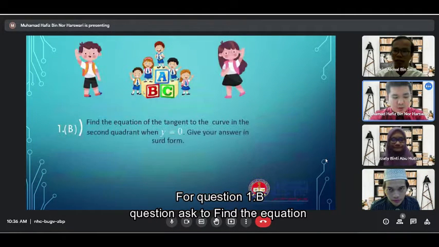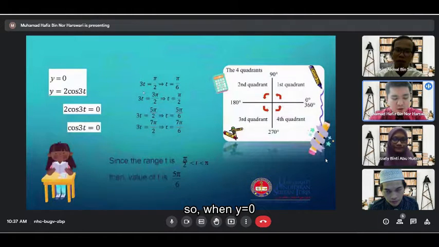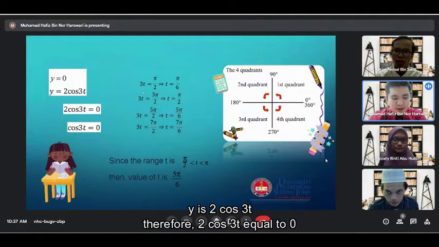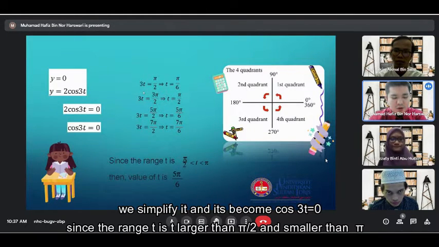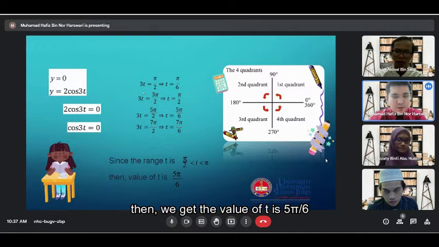For question 1b, the question asks us to find the equation of the tangent to the curve in the second quadrant when y equals 0. Give the answer in surd form. So, when y equals 0, y is 2 cos 3t. Therefore, 2 cos 3t equals 0. We simplify it and it becomes cos 3t equals 0. Since the range of t is larger than pi over 2 and smaller than pi, we substitute t with values from the second quadrant. We have to get 0 after we substitute. Then we get the value of t is 5 pi over 6.